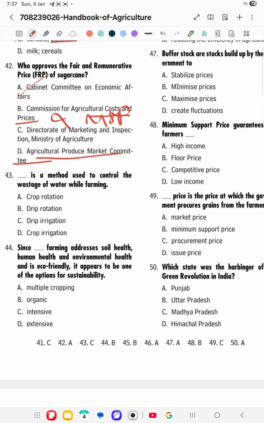Dash is a method used to control the wastage of water while farming. Crop rotation, drip irrigation. Yes, 43. Since dash farming addresses soil health, human health, environmental health, it is eco-friendly. It appears to be one of the options for sustainability. Organic. Yes.